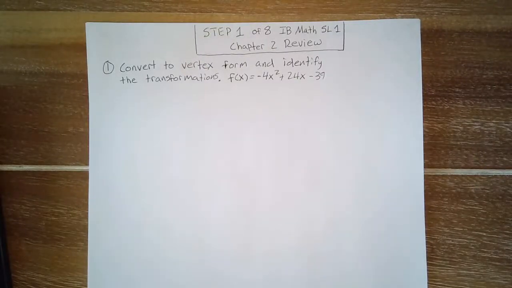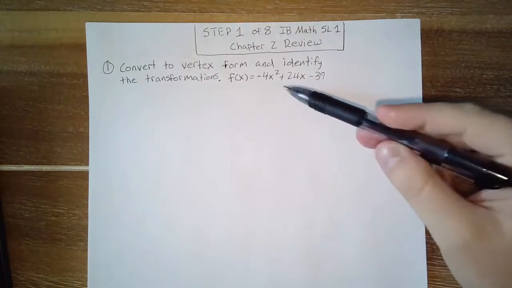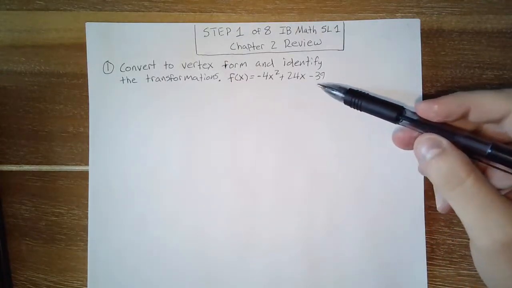In this video, we are going to be looking at step 1 of 8 of the Chapter 2 review ladder. And in step 1, question number 1 says convert to vertex form and identify the transformations. And we have this function f of x equals negative 4x squared plus 24x minus 39.